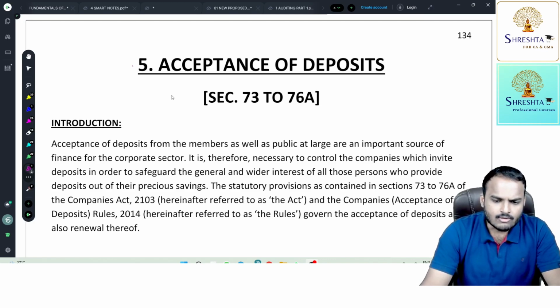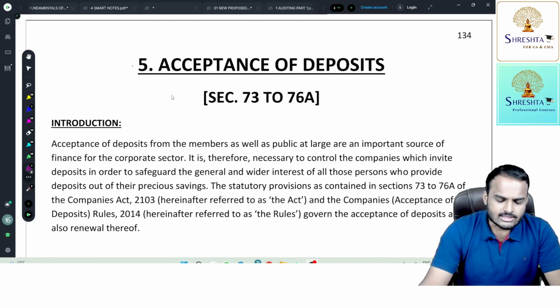So this is also one source of finance. Company will accept deposits to meet their requirements. Generally, short term or long term. Short term is 6 months. Long term is maximum 36 months. Let's see the chapter introduction.